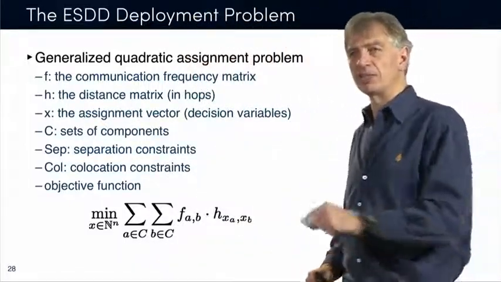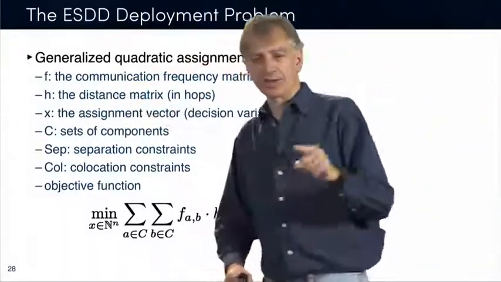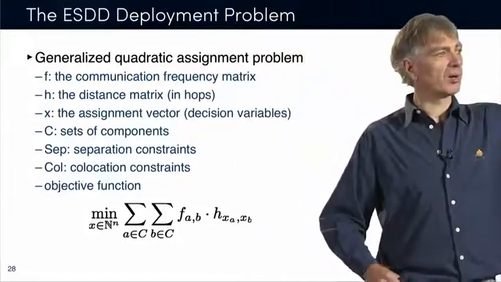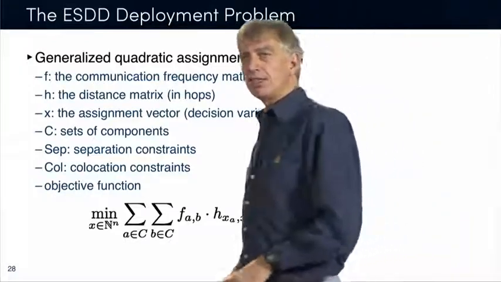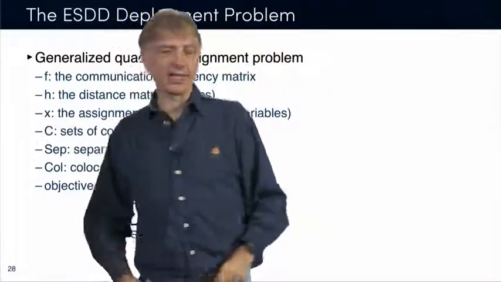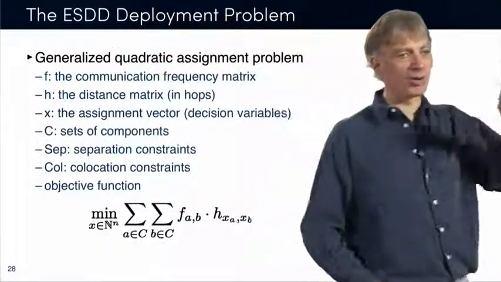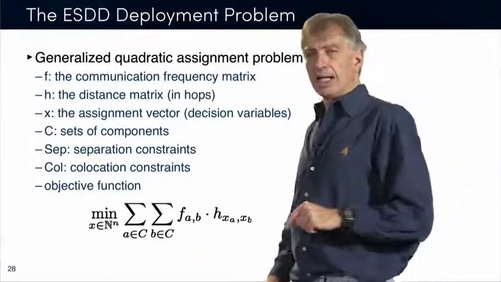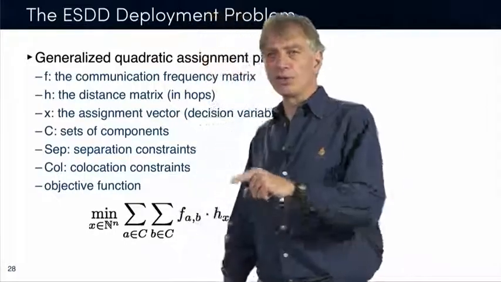You have a matrix which tells you the distance between the various hardware components. This is a distance matrix H. It's essentially the number of hops you have to make moving from one piece of hardware to another. Then the decision variables are going to be this vector x, which tells you, for every component in C, the set of components, on which hardware that particular software component is going to be placed.